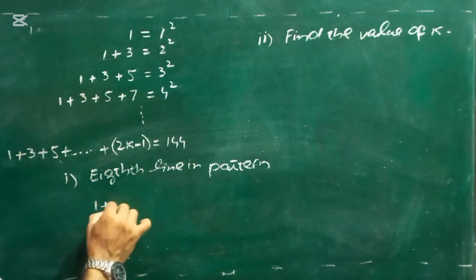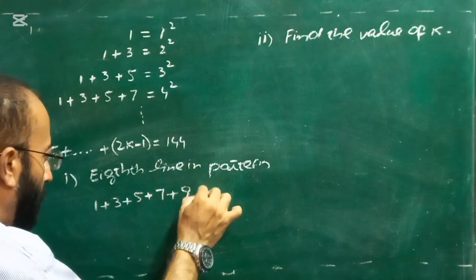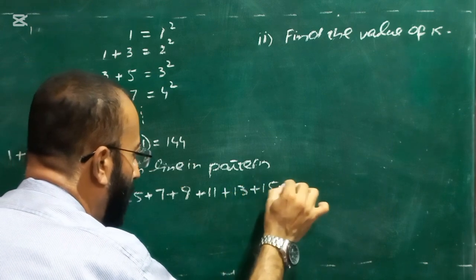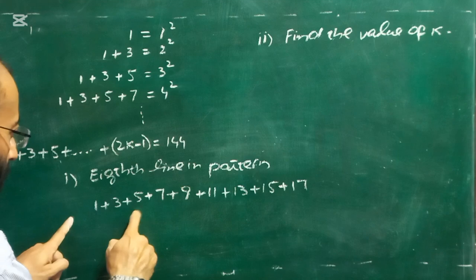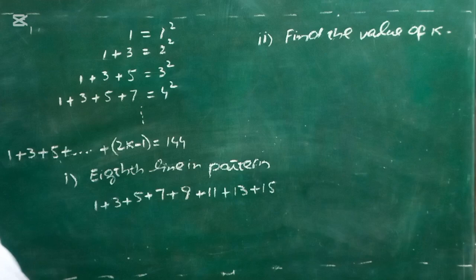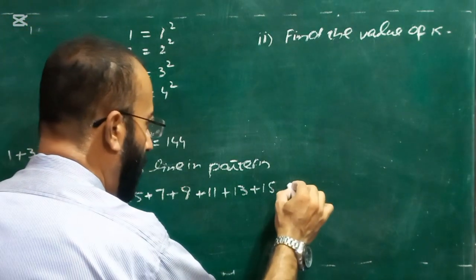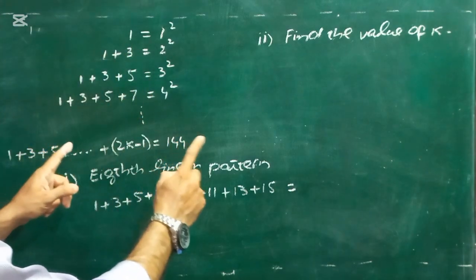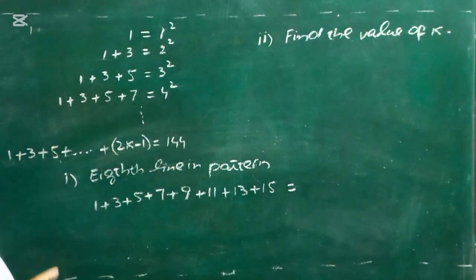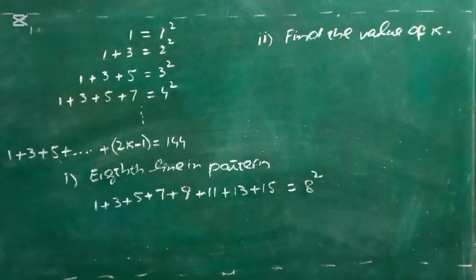So look now, 1 plus 3 plus 5 plus 7 plus 9 plus 11 plus 13 plus 15. That is 1, 2, 3, 4, 5, 6, 7, 8. So this is the sum of the first 8 odd numbers. And on the right side, whatever the number of the line, that natural number's square should be there. So 8th line, so 8 square should be there. So this is the 8th line.